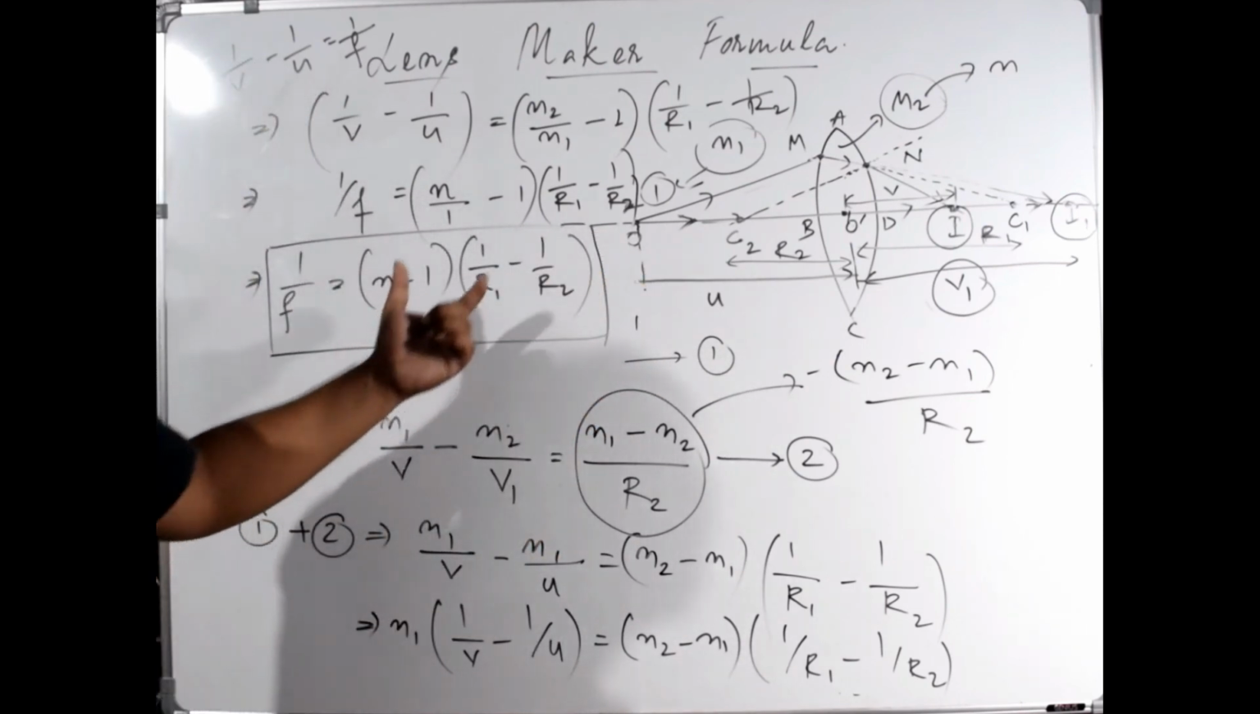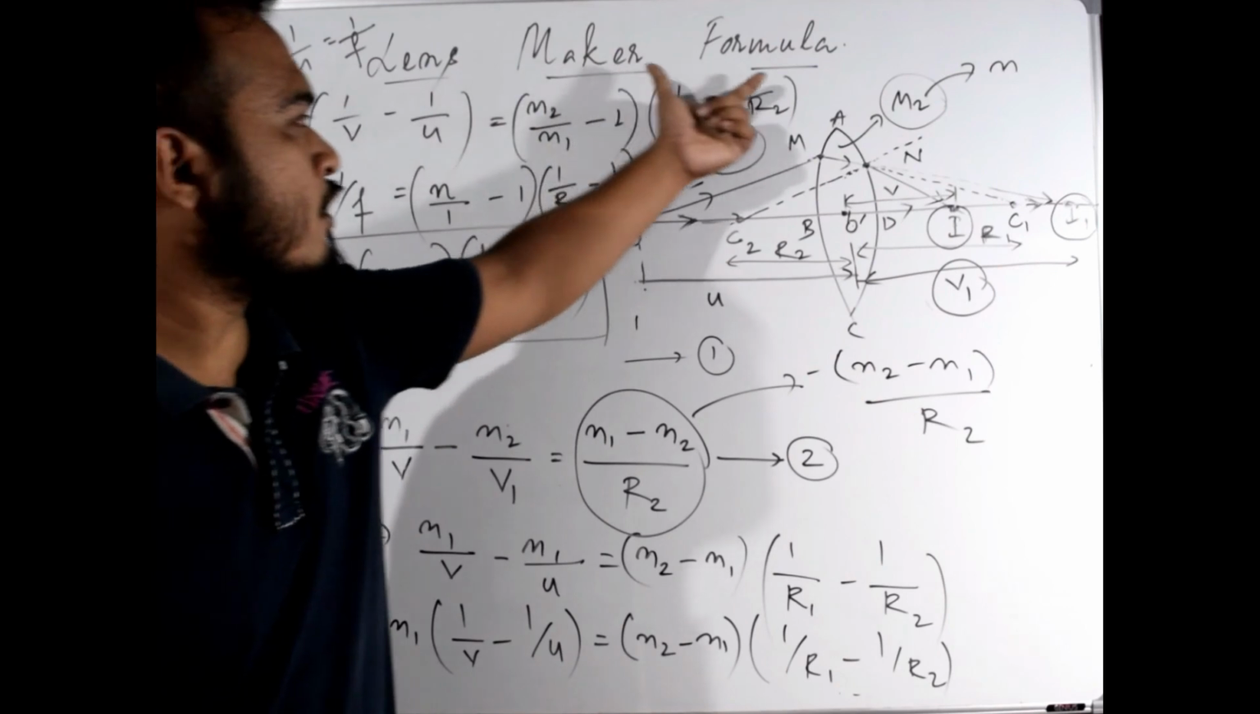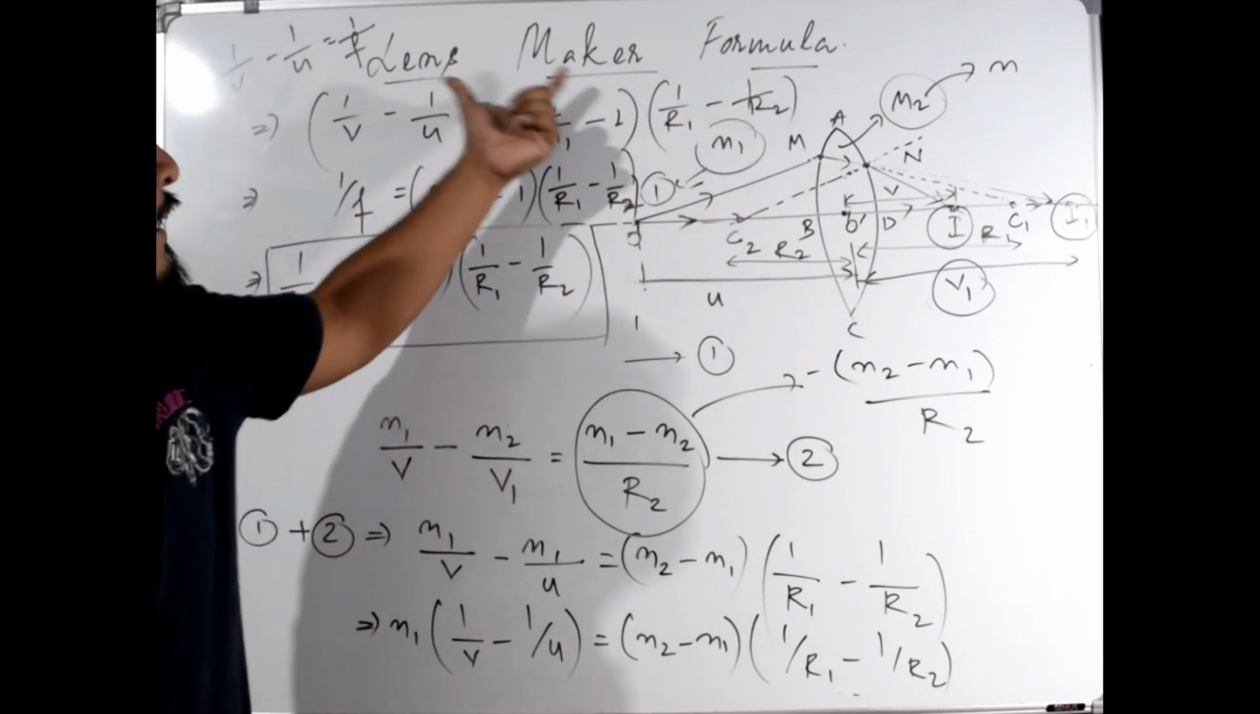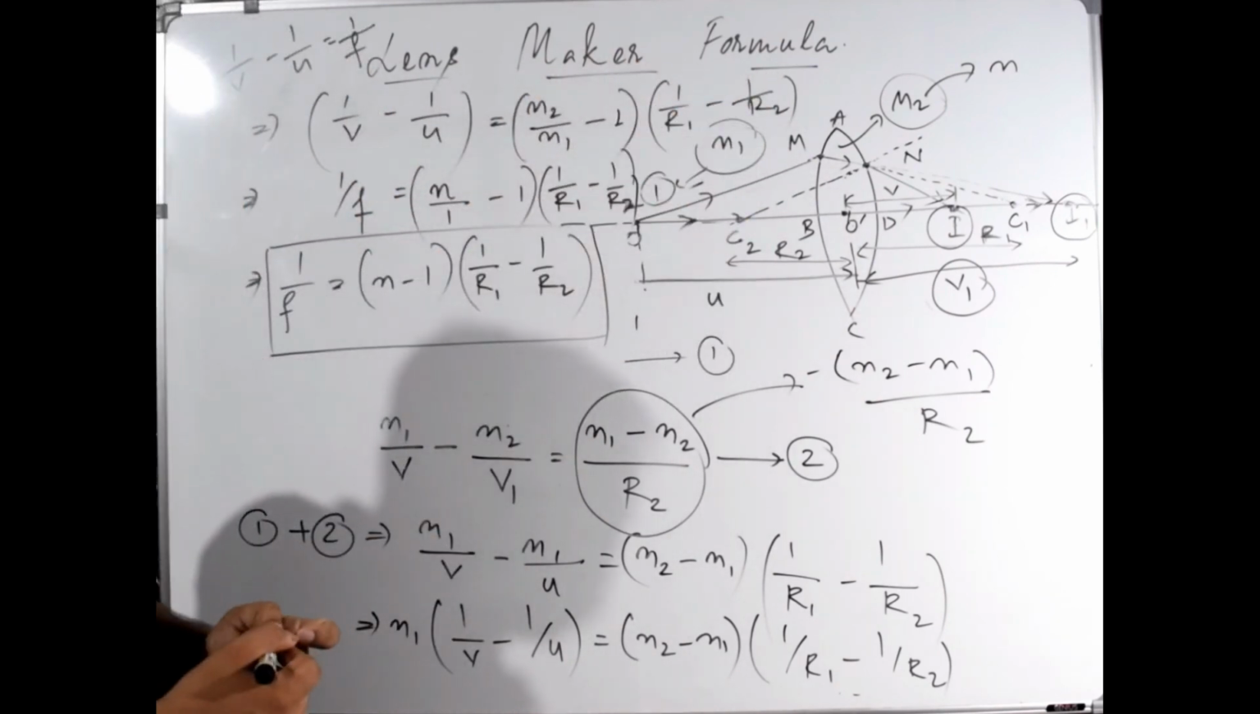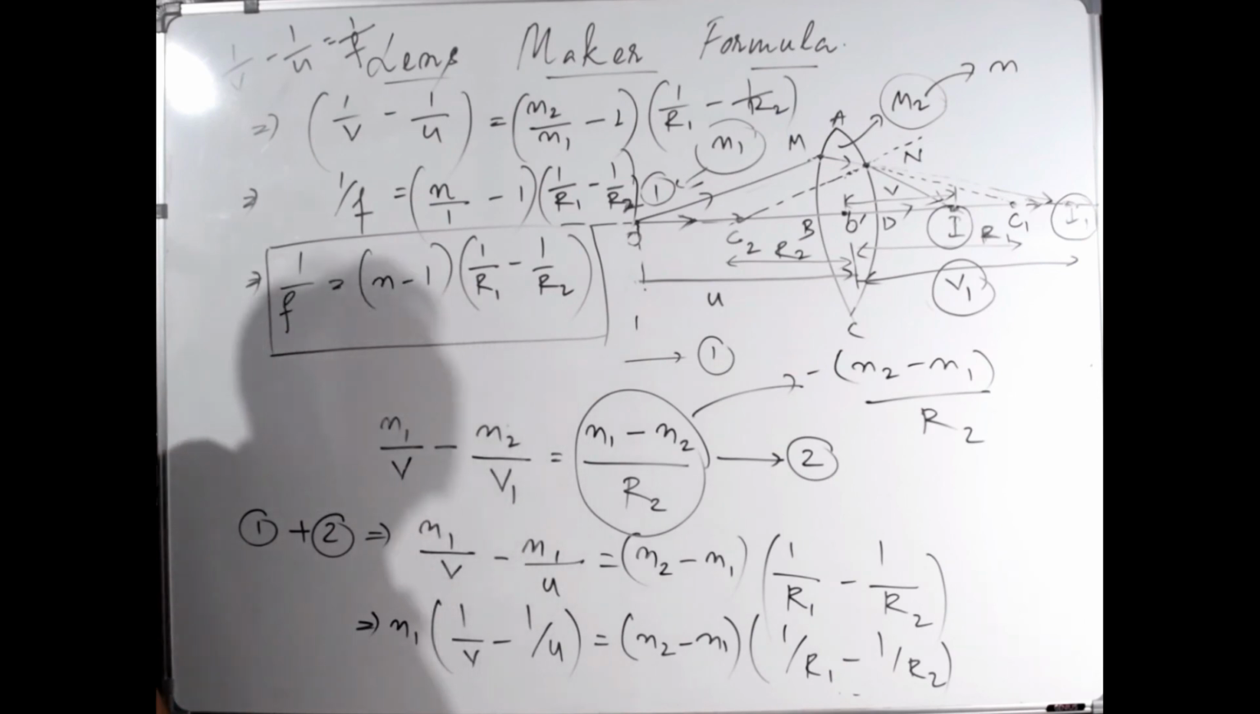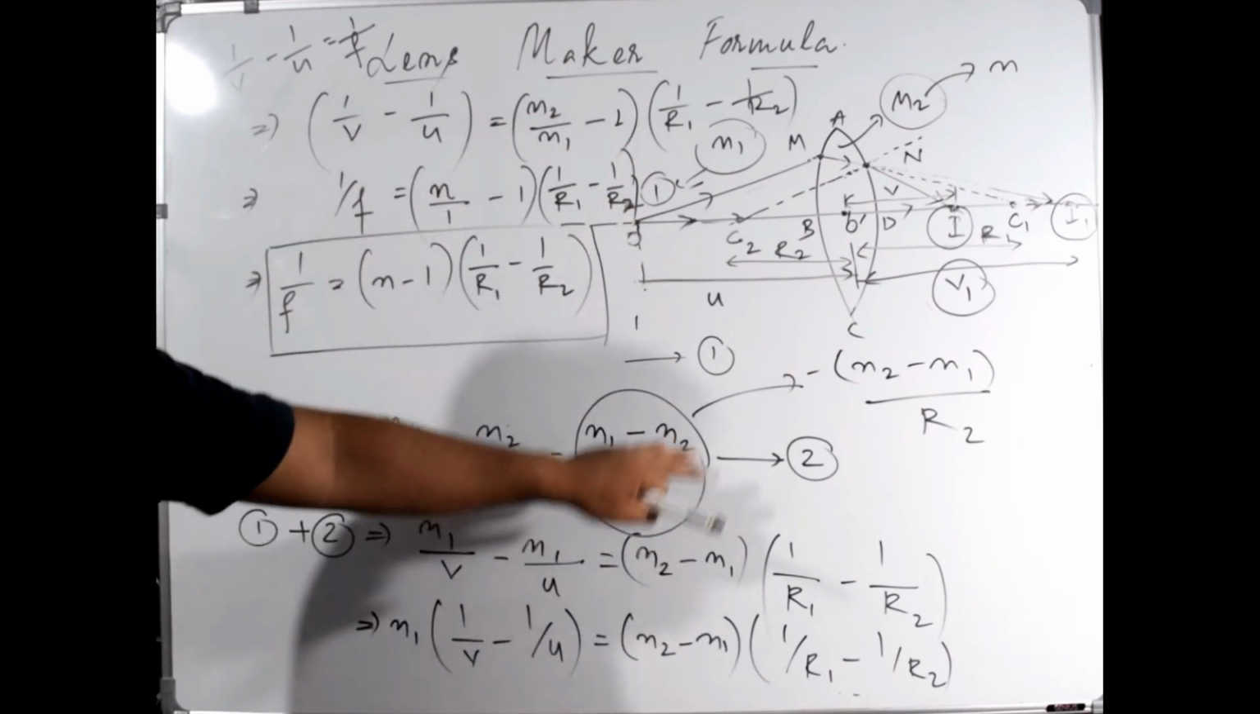This is called the Lens Maker's formula, which is an important derivation. So this was the Lens Maker's formula derivation for a convex lens.